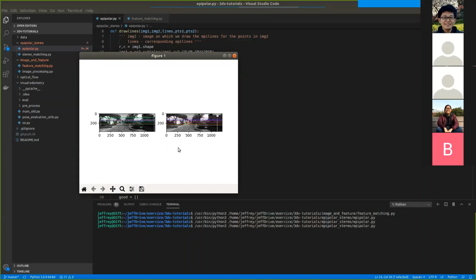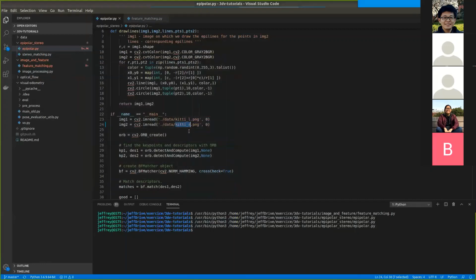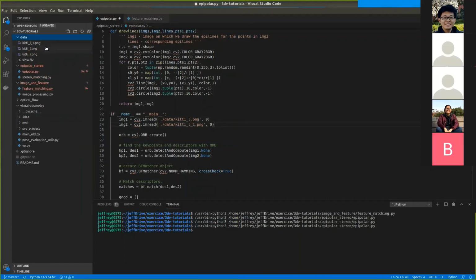We move the camera in the direction perpendicular to the image plane, which is the direction of the baseline. Then we get parallel epipolar lines. If you change the data a little bit, the KTL is the left image, and the KTL1 is the image next to it. So this L and L1 are in a time sequence, right? It's a monocular time sequence of images.